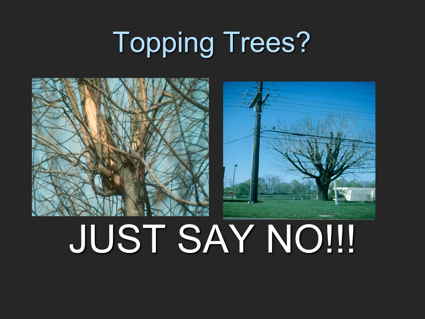More topping. You can see in the left picture that's all the water sprouts that came out of that being topped there. All that's weak growth. It's going to slip off from wind and rain and ice and everything else. And on the right there's the same type of situation. All that new growth grows really fast. It's really weak and it breaks off really easily.